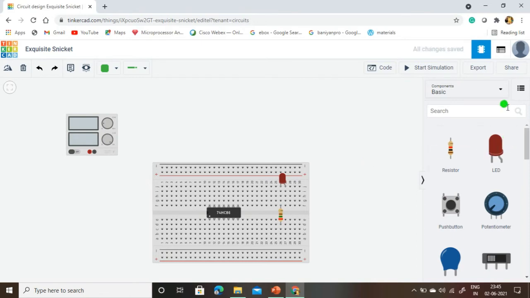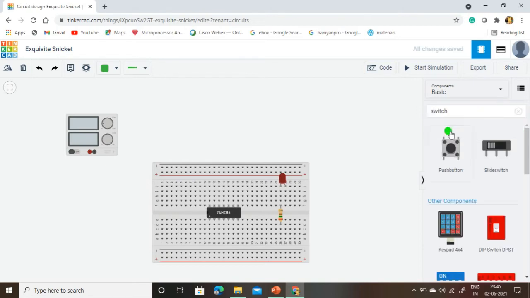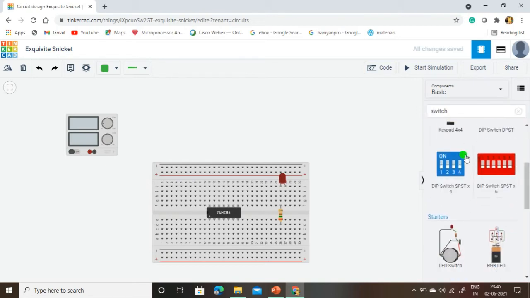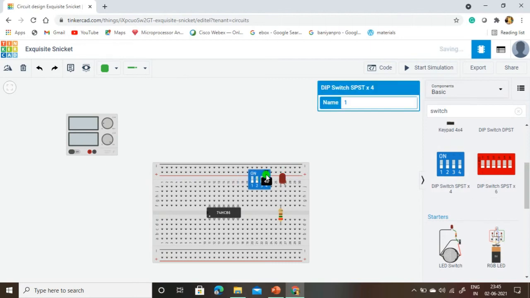Then we are going to choose the switch. Okay, by using the switch we are going to apply the input. Okay, to be connected here. Okay, this is the input, first switch, this is the second switch used for our inputs.